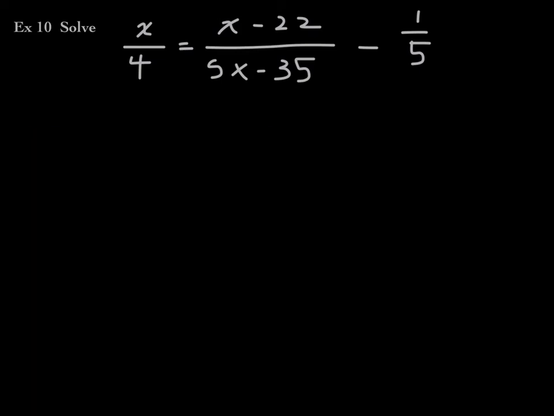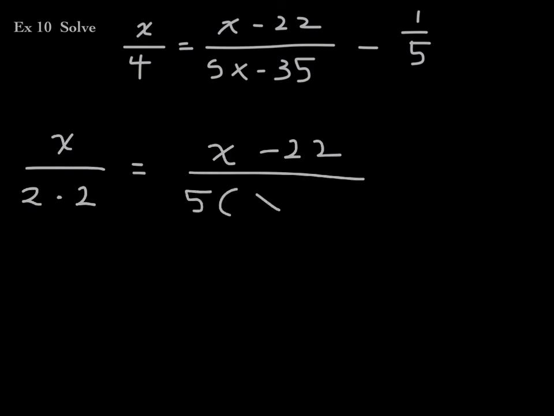Now, in order to find the LCD, I suggest you factor every single denominator, including that 4 as 2 times 2. This denominator, the GCF, is 5. And then this denominator is prime, just 5. So the LCD, now remember this, the LCD is the product of each different factor, the greatest number of times it appears in any one factorization.